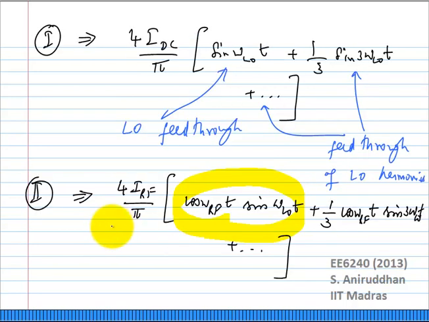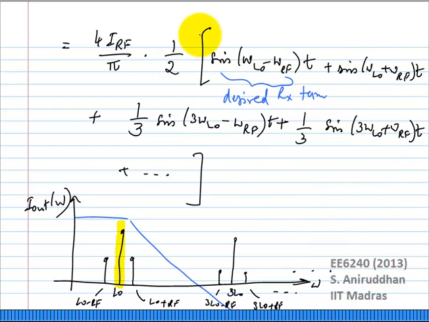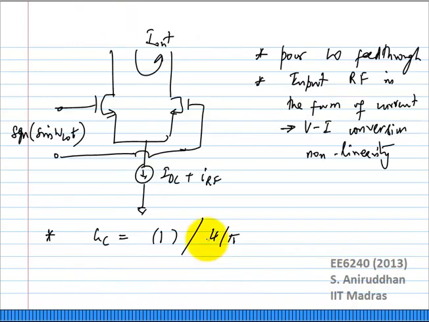So you see this term here, 4 IRF by pi times the product of the two sinusoids, and when you decompose it you get an additional half term. So I'll replace this as 2 IRF by pi. So the conversion gain is neither of these. Conversion gain is 2 by pi from IRF to I out.